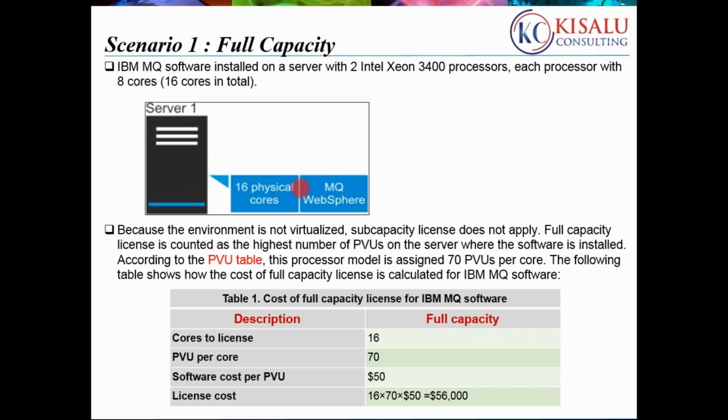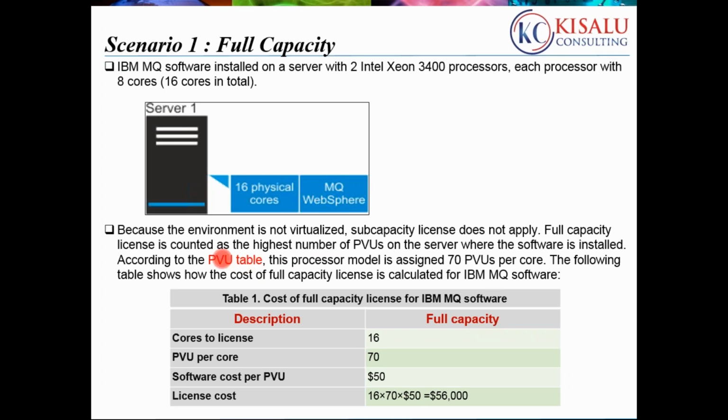Then we have a full machine running MQ, IBM WebSphere MQ. Our environment is not virtualized, it's full capacity. So subcapacity licensing does not apply. Full capacity will apply, which will be the highest number of PVU on the server where the software is installed.